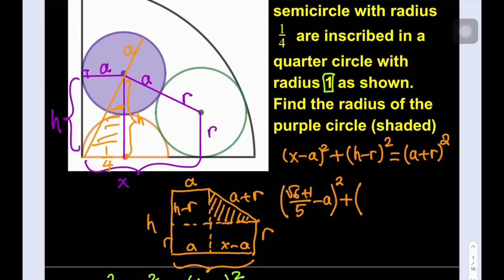Okay, so how am I going to use that right triangle there? Well, here's the thing. I'm not going to use that. Well, it's not even a right triangle. Wait a minute. That's not a right triangle. Okay, cool. So we're going to have to back up a little bit.